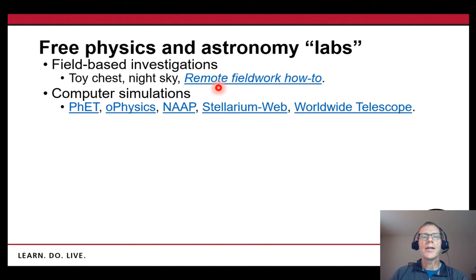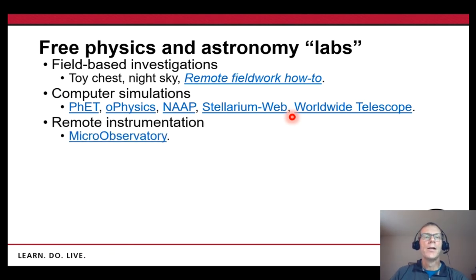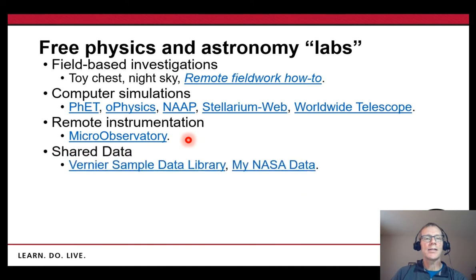Stellarium Web is a browser-based planetarium program. You can also download Stellarium. Worldwide Telescope is a browser-based and downloadable program. Then there's remote instrumentation, controlling instruments from your computer. I use MicroObservatory when I teach introductory astronomy. Students control a small telescope. They can request images, and they do a little research project based on this. And I've got examples from all of these ideas on the next slide.